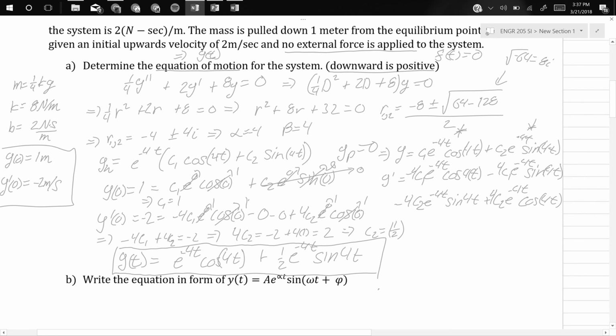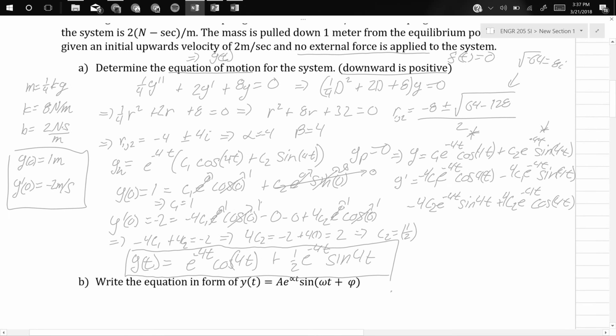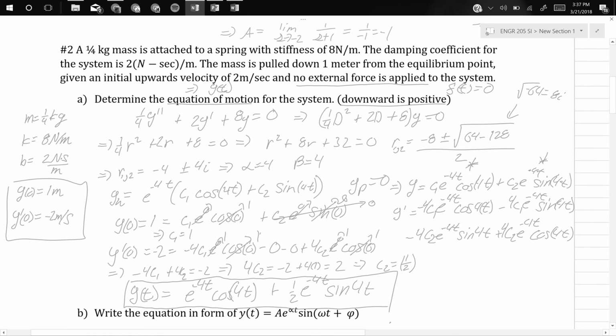So none of this is really new in terms of how you get to your y. The only big thing is to remember what all your different little variables mean for your mass and how you plug it into your equation. Remember that this is m, b, and k.